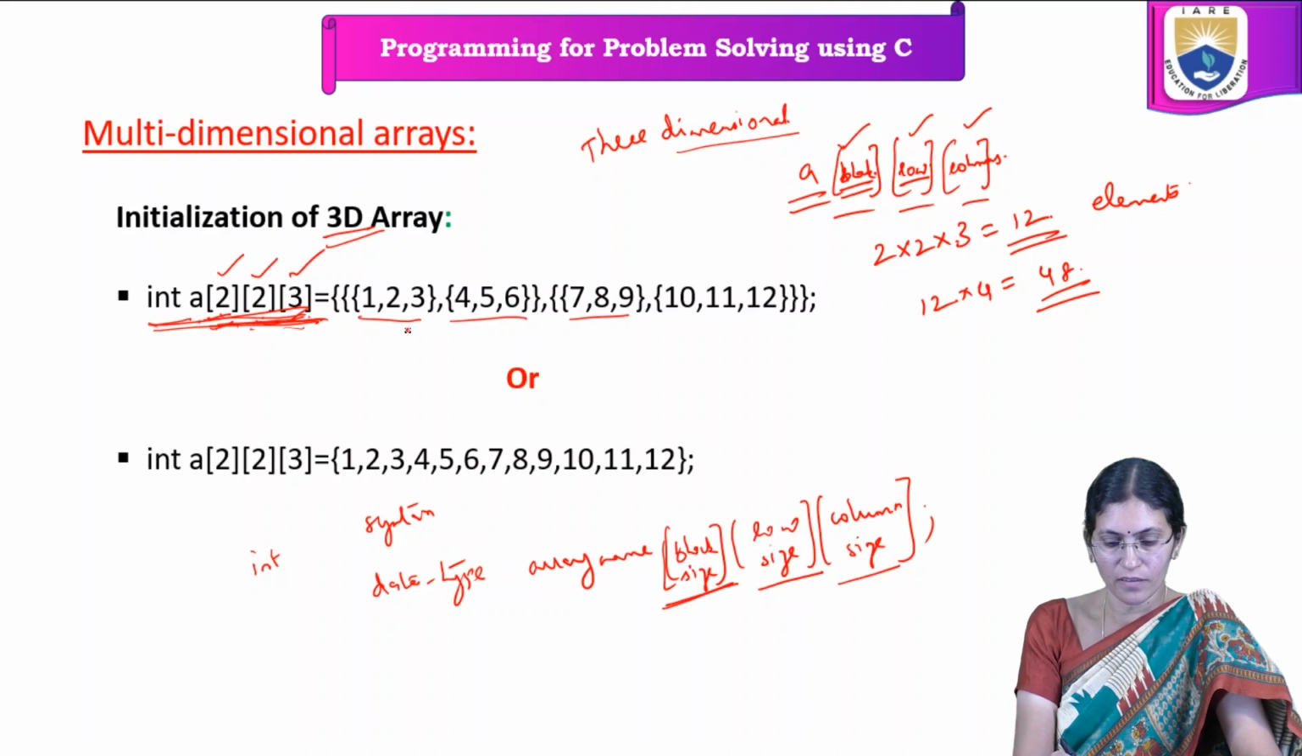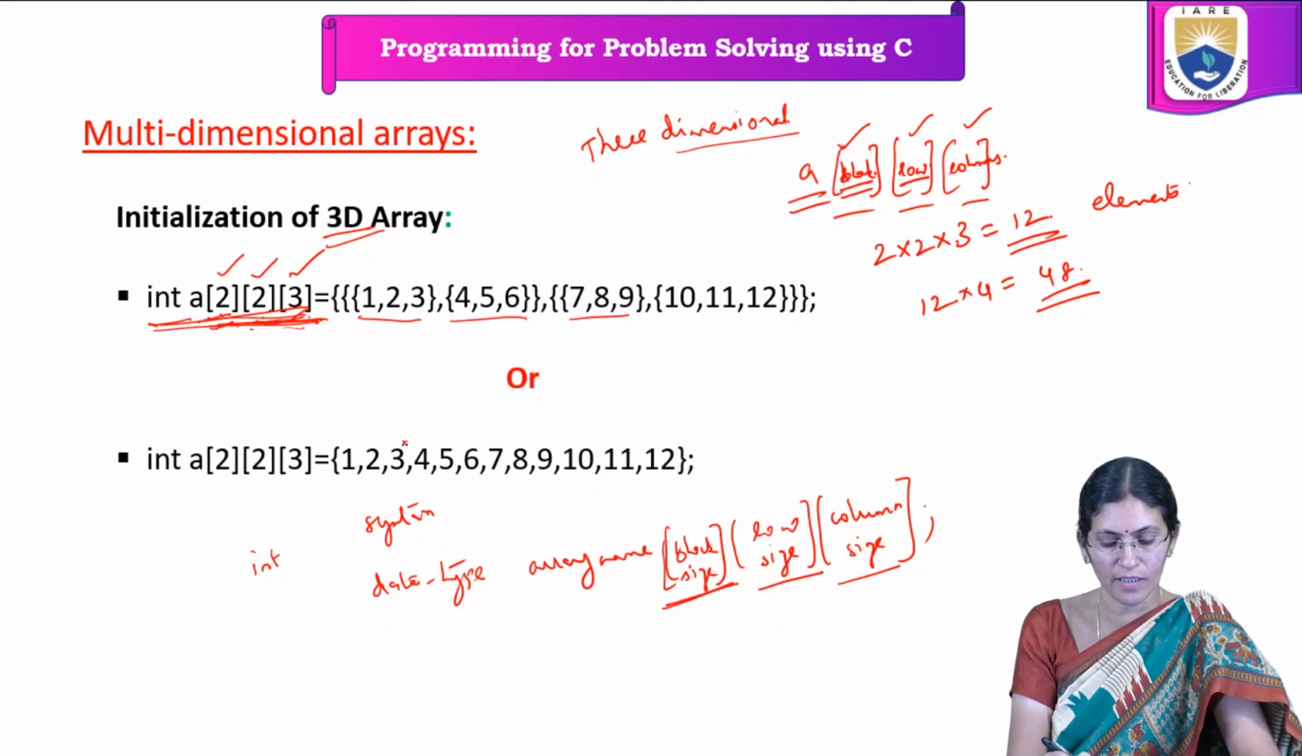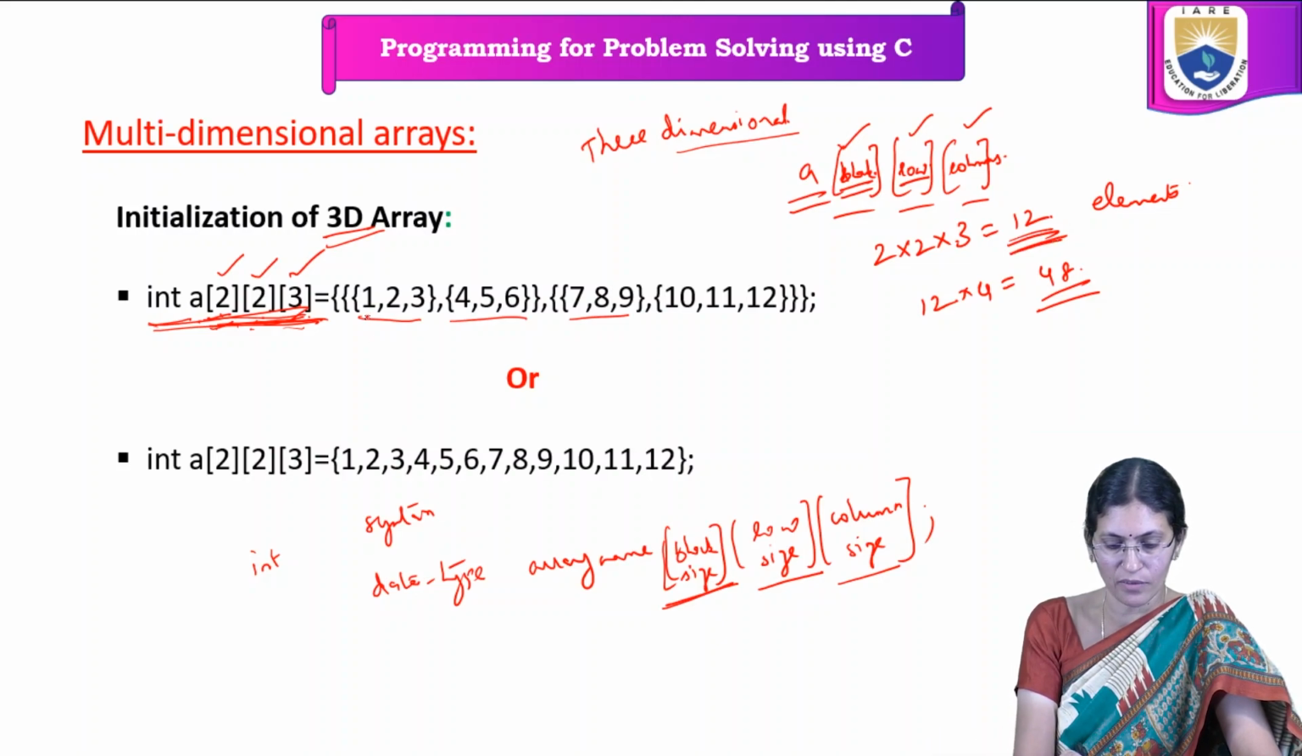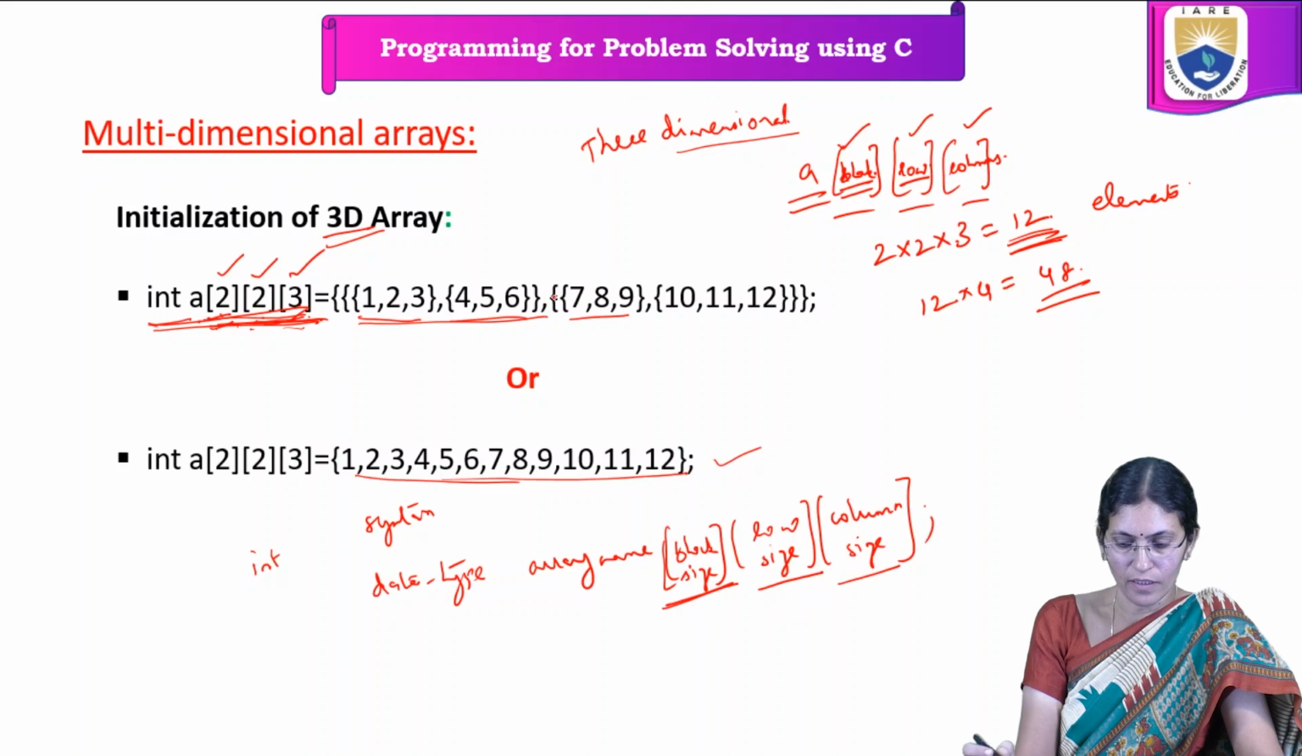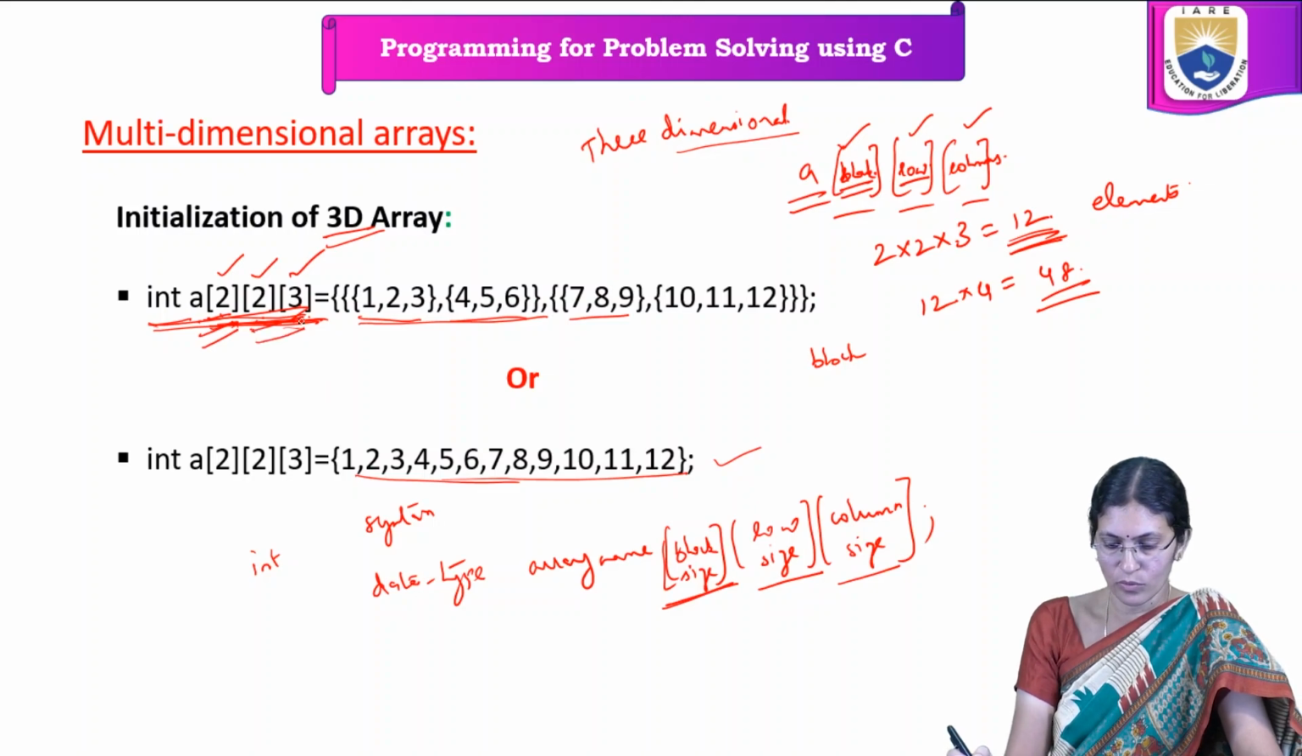So we can see here, these are two ways in which we can initialize the three-dimensional array. There are a total of 12 elements. Directly you can write inside the braces all the elements separated by comma. So this is one way of initialization. Another way of initialization is where you can segregate the rows and columns. So there are two blocks, you have two blocks of two-dimensional arrays. Each two-dimensional array size is 2 by 3.